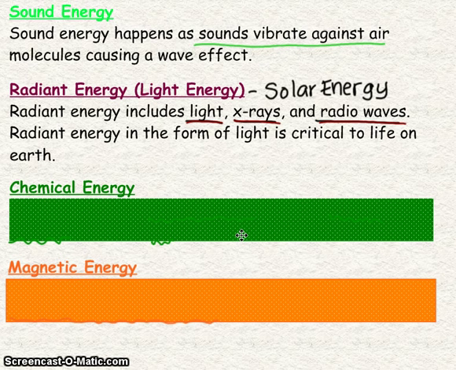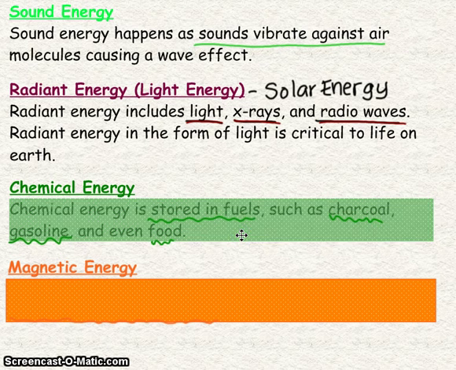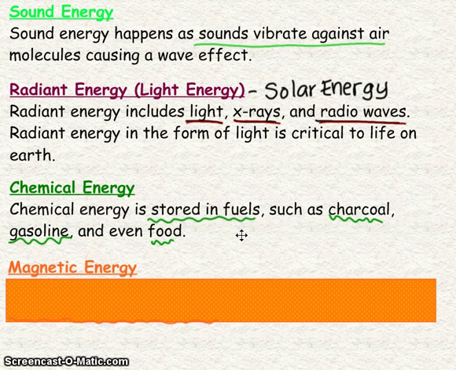And let's talk about that breakfast you had this morning, or maybe you forgot to have. This is chemical energy. Chemical energy is energy that is stored in fuels. So it could be things like charcoal, like the coal that you use to burn fire, or in wood, or in gasoline, or in the food you ate or didn't eat for breakfast this morning. This is all chemical energy.